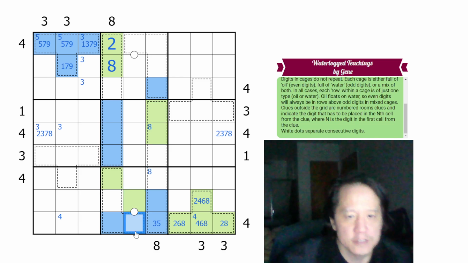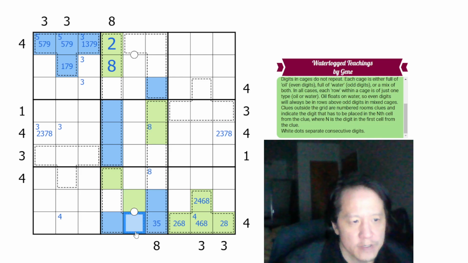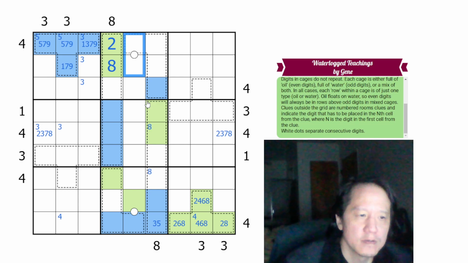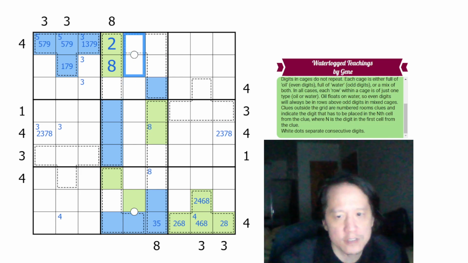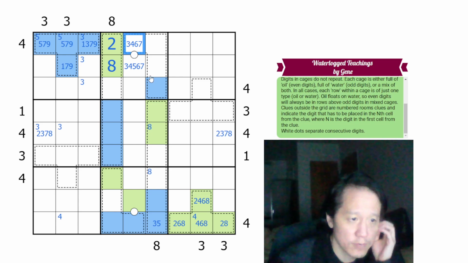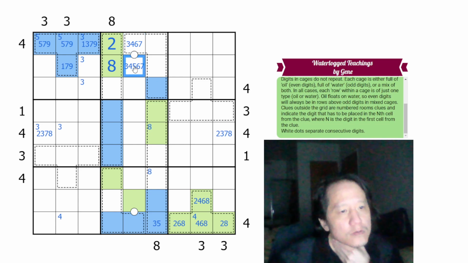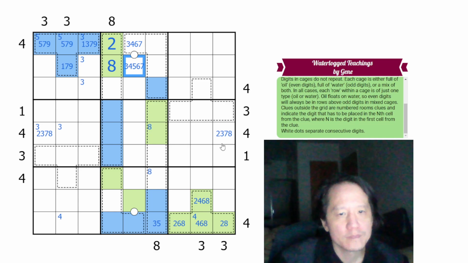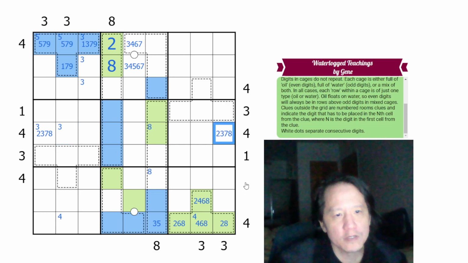So this is consecutive with this, right? But that could be anything. One of these is even, but that doesn't tell us anything. So it's either 4 or 6 here, which means it's corresponding with 3, 5, or 7. This can't be 5, though. So this can no longer be 3.